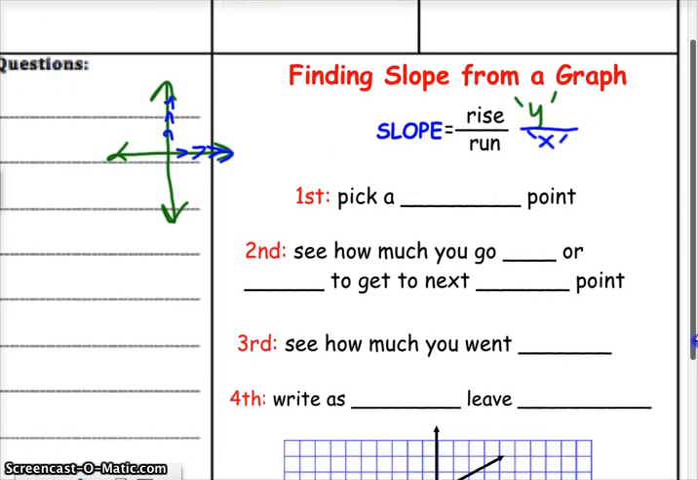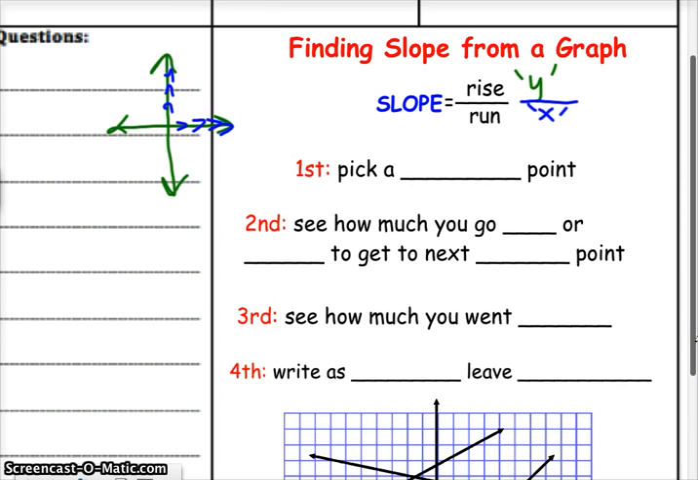Okay, so here's how you're going to have to do it. You're going to pick a perfect point, one you know. Then you're going to see how much you go up or down to get to the next perfect point. It sounds hard. It's really not. You just have to remember it's rise over run.